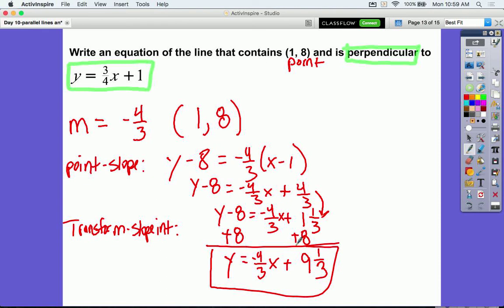Here we go. Here's our equation of a line that is perpendicular to the given equation y equals 3/4 x plus 1. Notice the slopes are the negative reciprocal of each other.